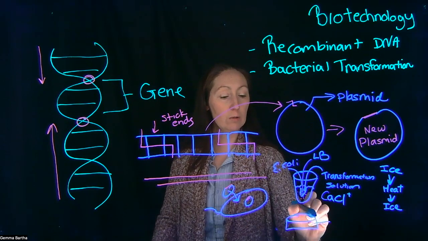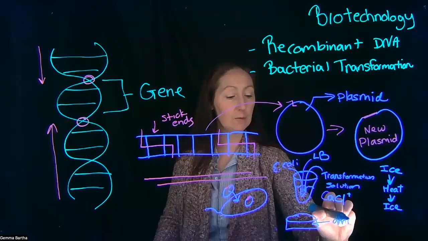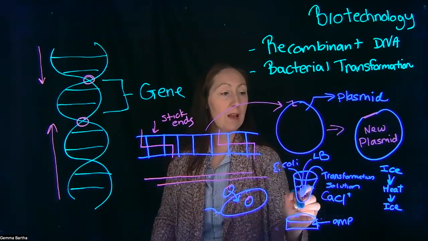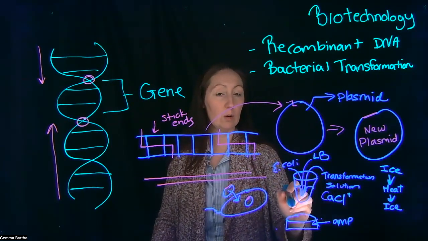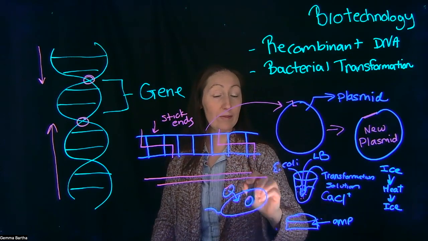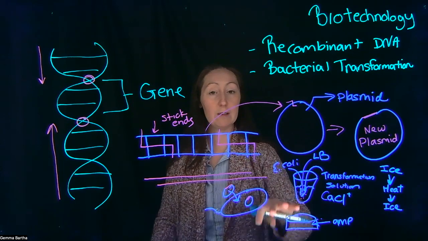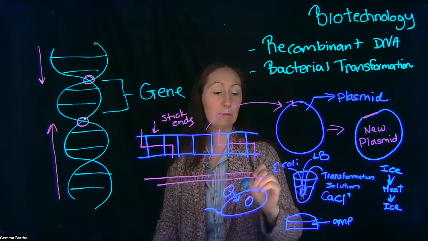Normally, these are grown on an antibiotic plate. So let's just say this has ampicillin, which is a type of antibiotic, so that it only grows our new bacteria with that specialized plasmid. Any bacteria that didn't take in that plasmid would die. So we're targeting that specific gene.